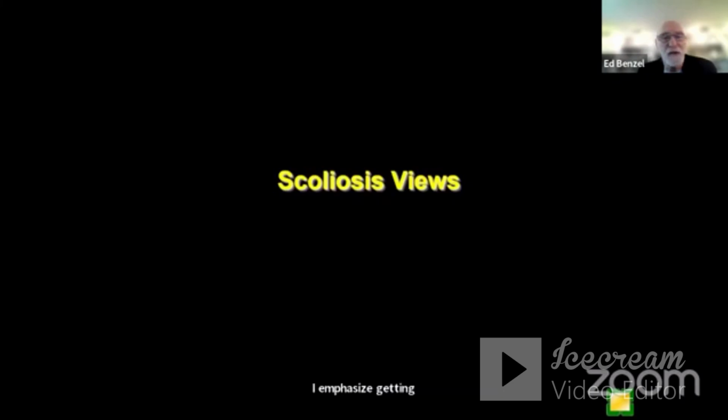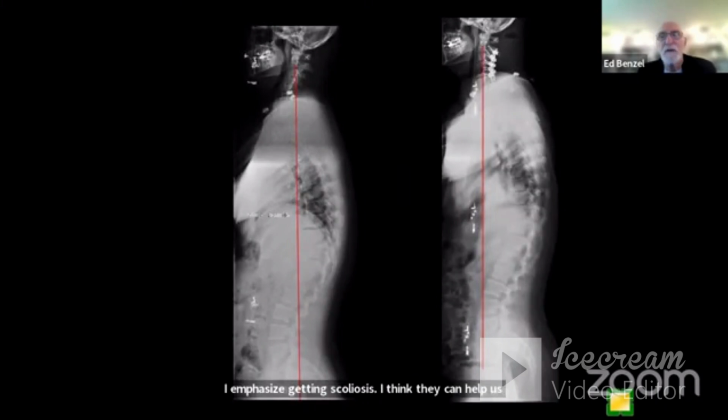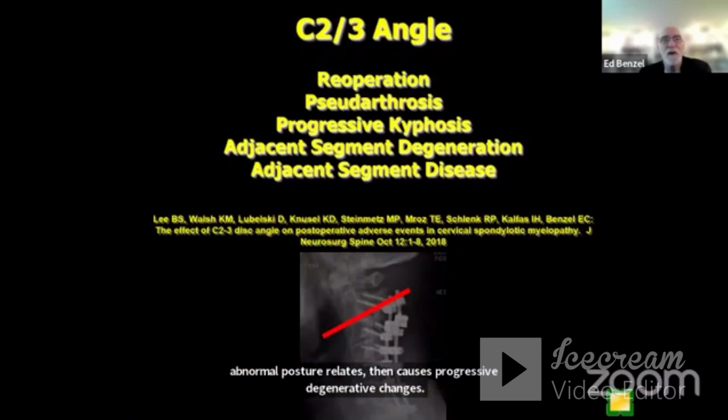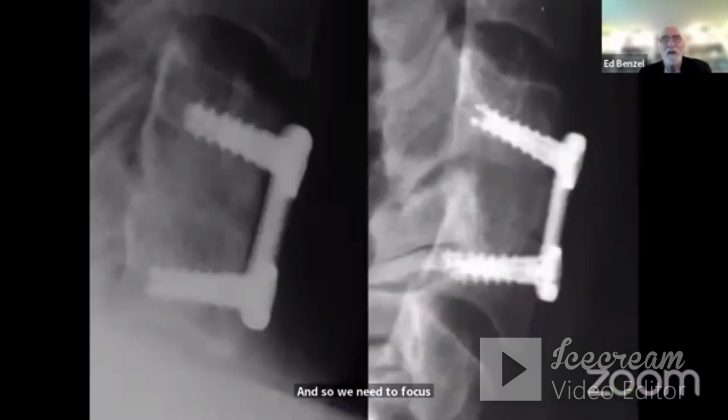I think they can help us determine how the spine is stacked up, for example, with the lady that I just spoke about. And please keep in mind the literature on end fusion degenerative changes. They occur mostly not because of excessive motion, but because of abnormal posture. The abnormal posture then causes progressive degenerative changes. And so we need to focus on deformity, focus on the C2-3 angle.